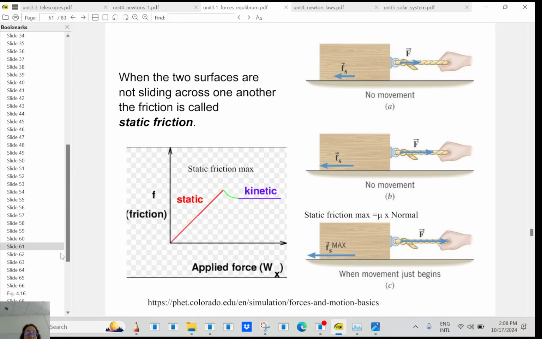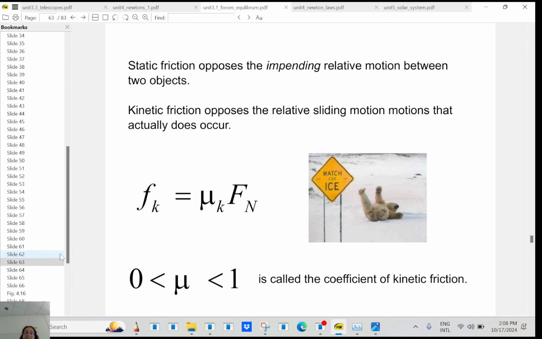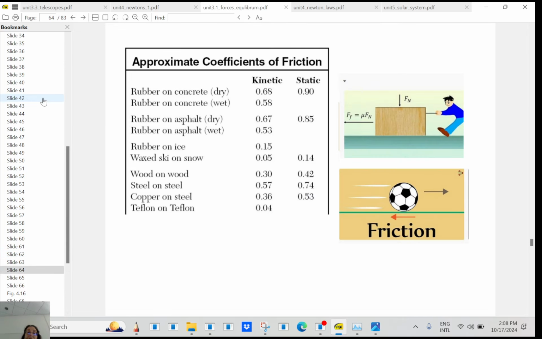Okay, so we did that. I don't know where we stopped. Okay, so you see all those coefficients here depend on materials in contact, rubber on concrete. For kinetic, the coefficient is going to be 0.68. For static, it's going to be larger. So that's why static friction is always larger than kinetic, because then the normal force will be the same for both of them.